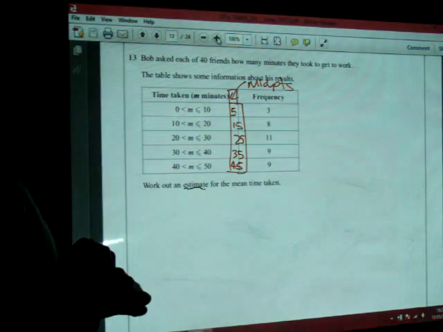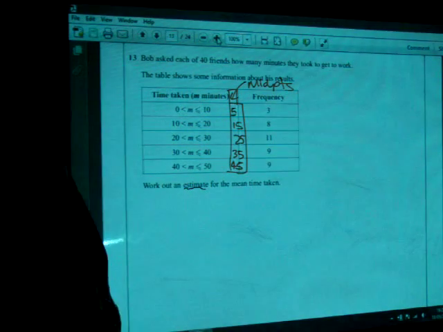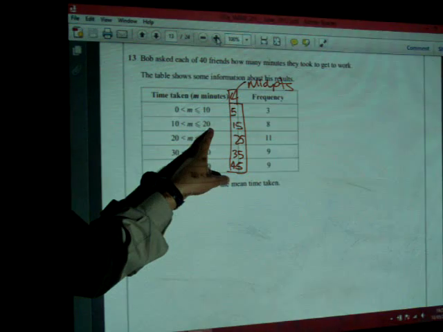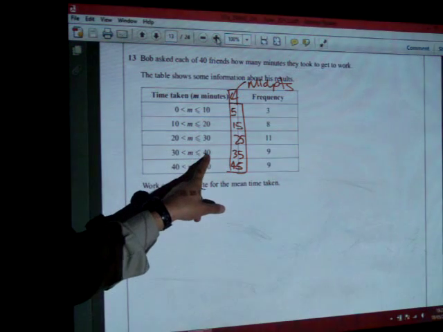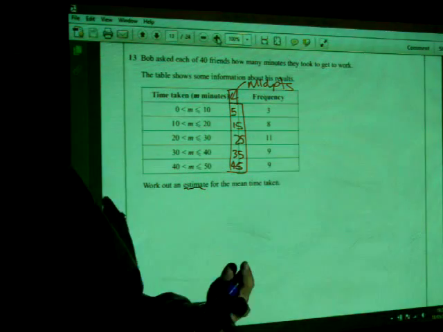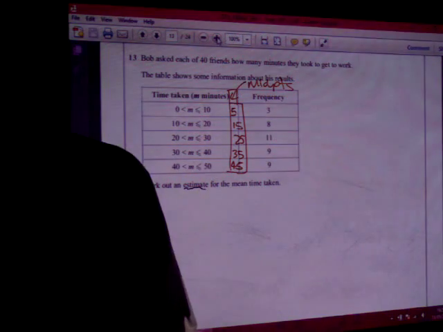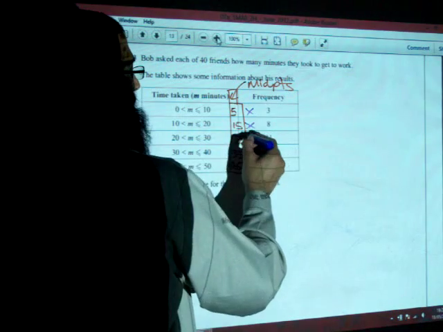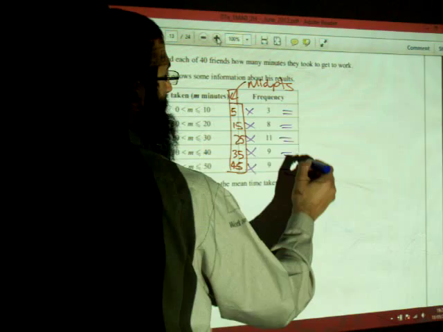What is the mathematical way of working out the midpoint when the numbers are a bit more difficult? You average the two numbers, so 10 plus 20 is 30, divided by 2 gives you 15. 30 plus 40 gives you 70, divided by 2 gives you 35. That's the other way of working it out if you can't see it mentally. Now, what do we do next? We've got the midpoints and the frequency, so we multiply them. Right, off you go then.